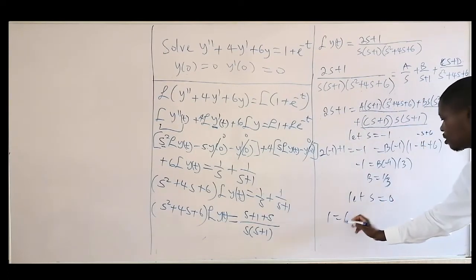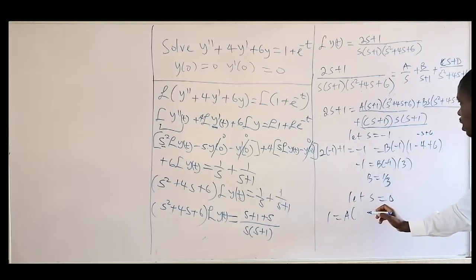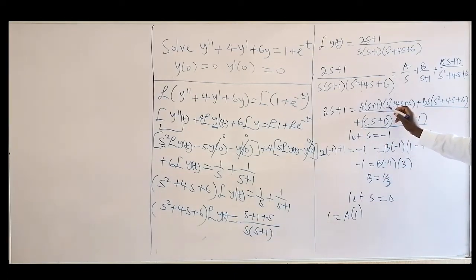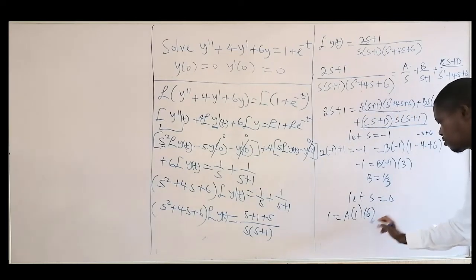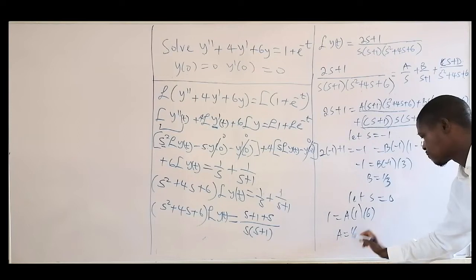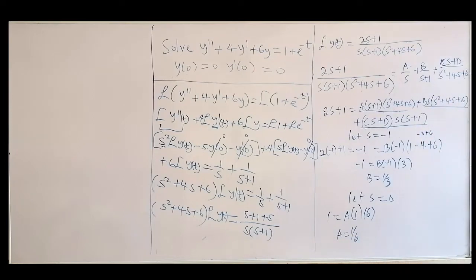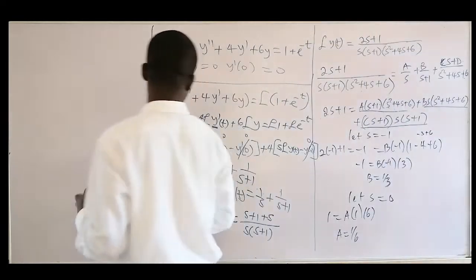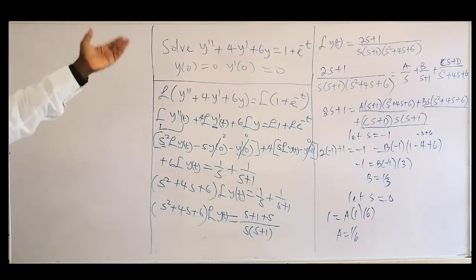So now we got what? A into brackets 1. If you do this one, 1, 0, 0, that's 6. So a is 1 over 6. Then the other thing we can do now, we need two more constants. We need c and we need d.